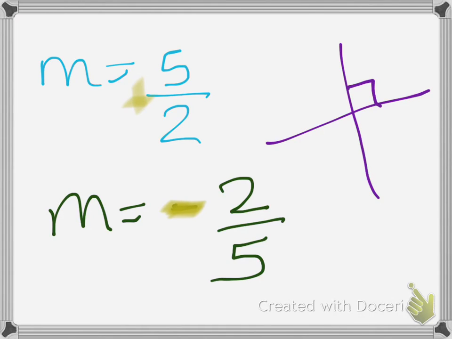And that's how you determine if two lines are parallel, perpendicular, or neither. And neither is when it doesn't fit either one of those rules.